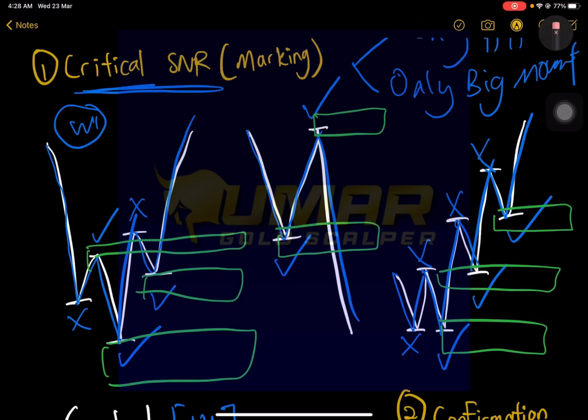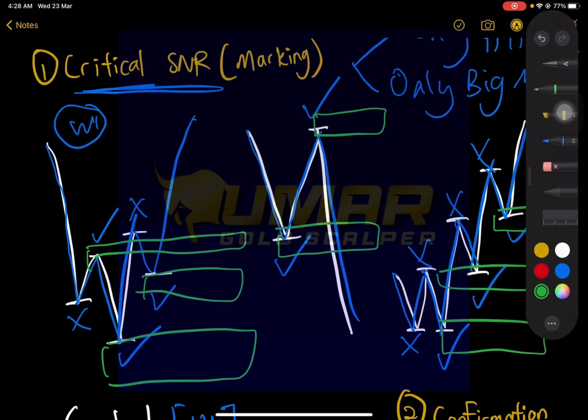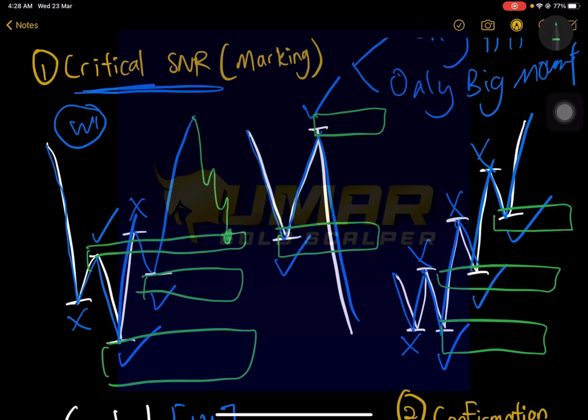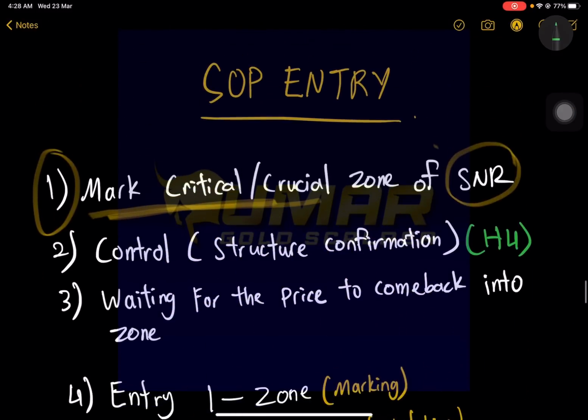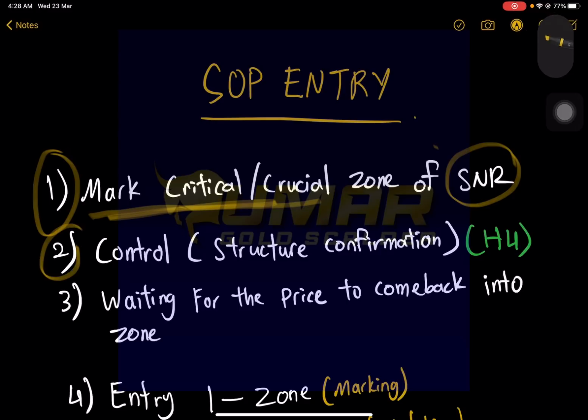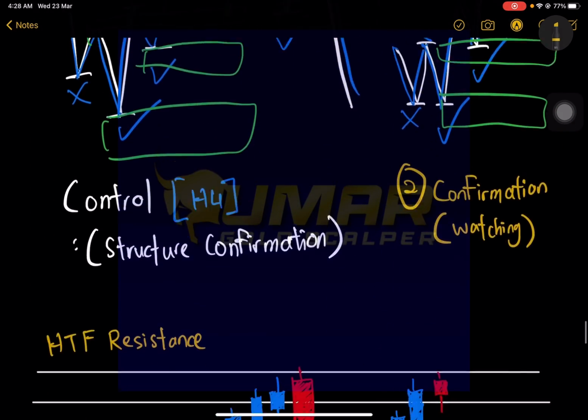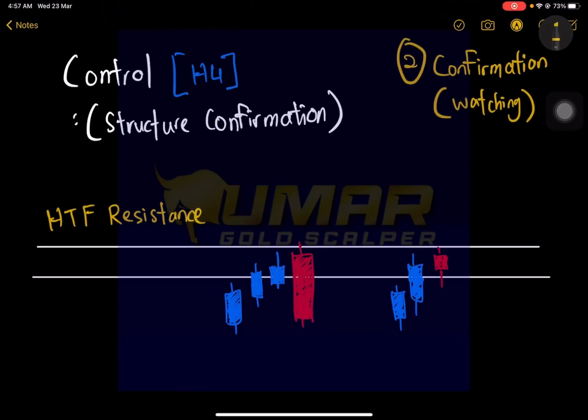Okay, so it means when the price reach your zone, and you need what? You need to, number 2, you need to watch the control, or you need to know the structure confirmation on the 4-hour time frame, which this 4-hour time frame is control time frame, right? So now we're going to control, right? Structure confirmation.